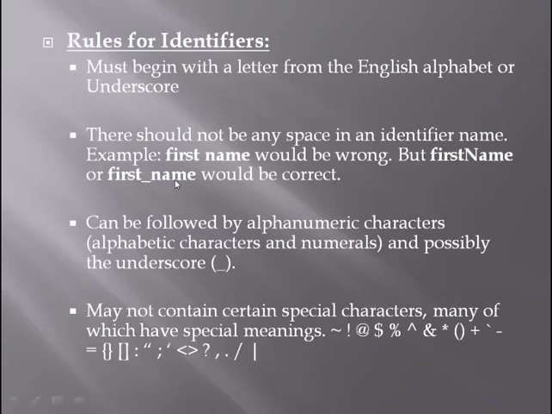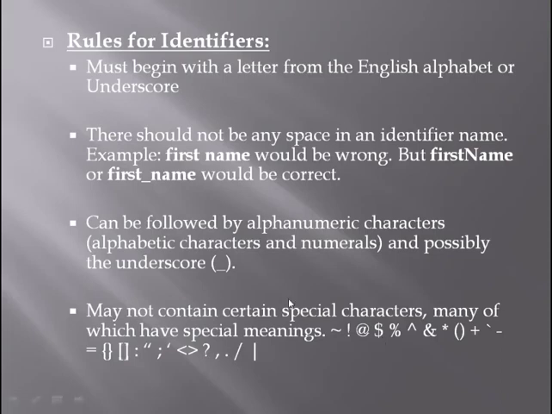Or if you have a composite identifier name, you can actually use an underscore character to join the words together like what we have here, right? An identifier must not have any special characters in it, such as these that we have at the bottom here. So you just need to remember that.